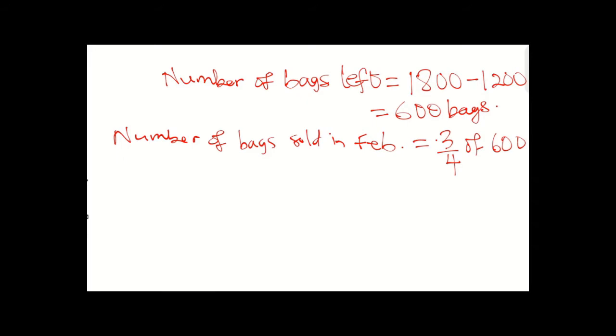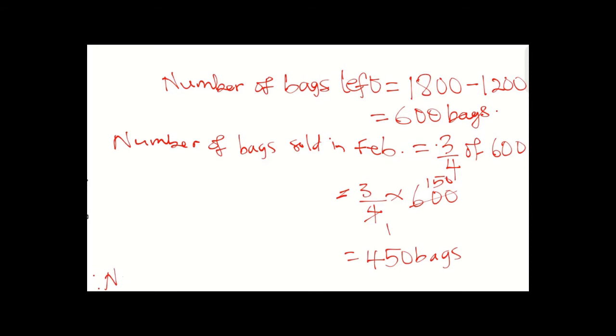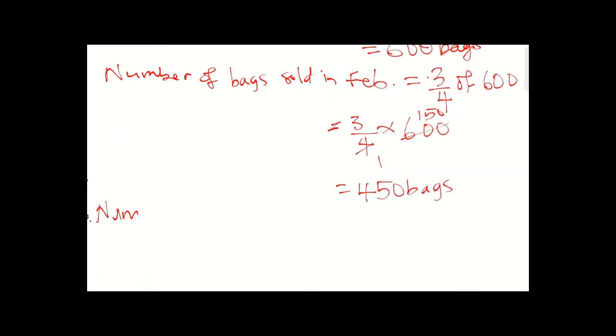We are not done. Concluding answer. Therefore, number of bags sold in January and February, we were asked to find that. Don't forget. So we add number of bags sold in January to number of bags sold in February, which is 1,200 plus 450 bags, and that gives us 1,650 bags. So 1,650 bags were sold in January and February.